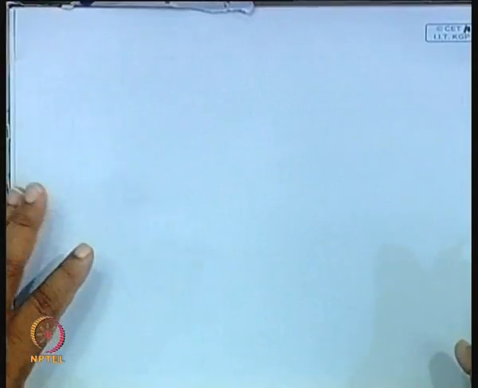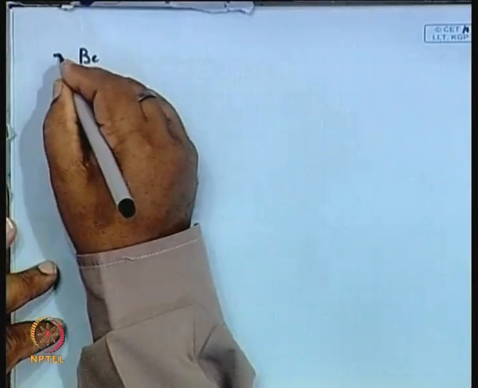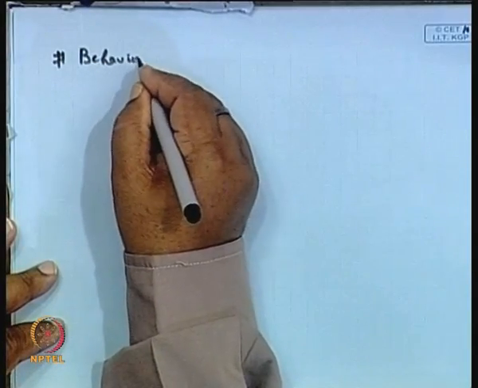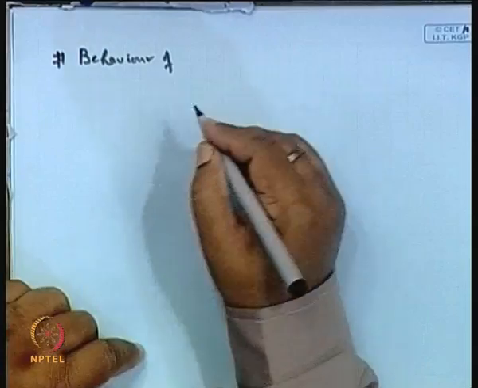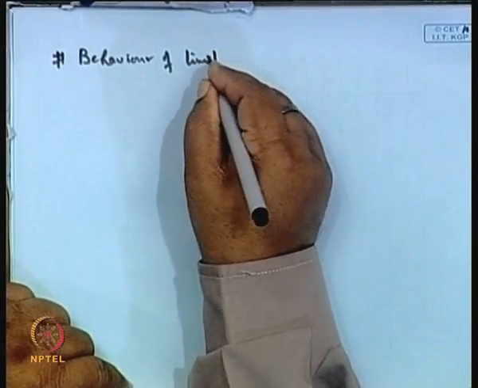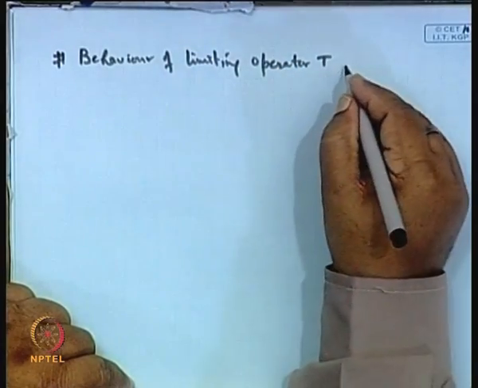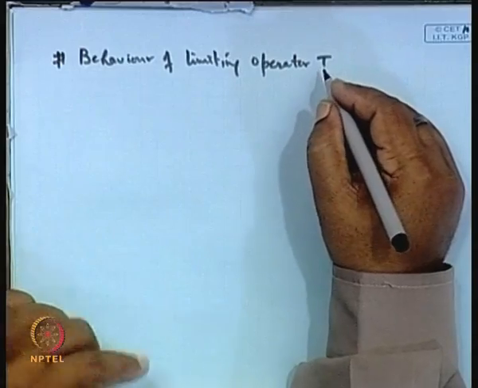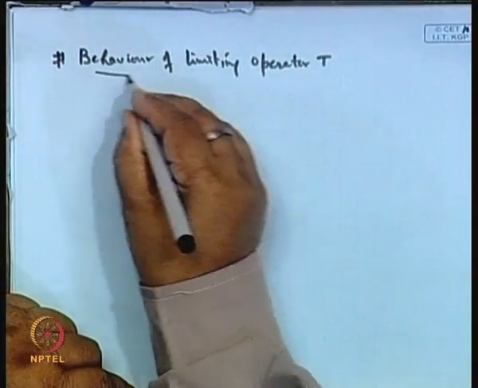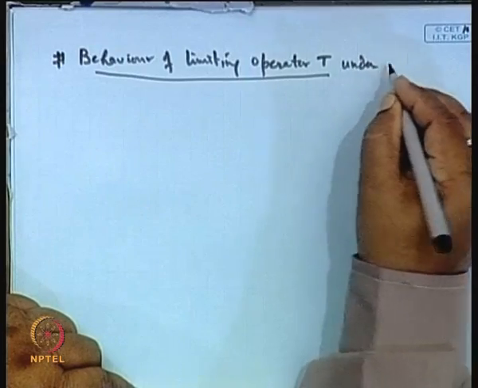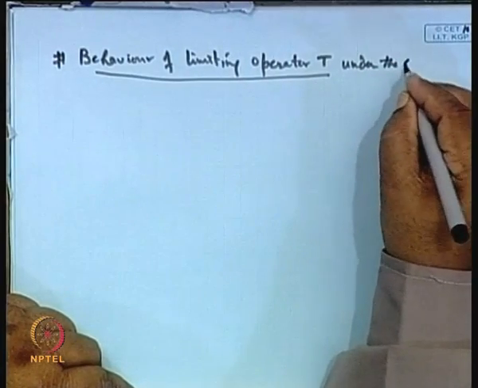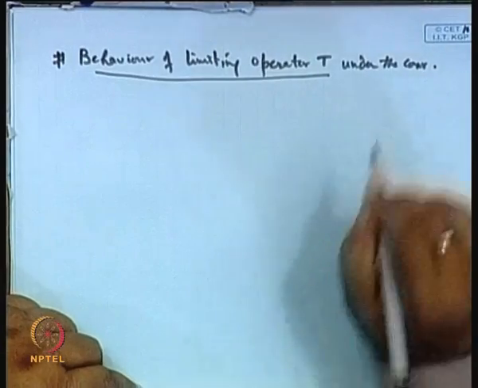Now, the first question which we raised is whether the limiting operator T remains bounded or not. So, the behavior of the limiting operator T with respect to this convergence, under the various types of convergence.